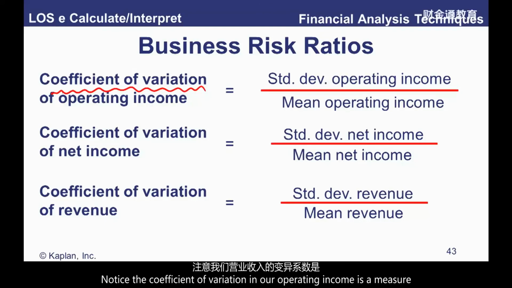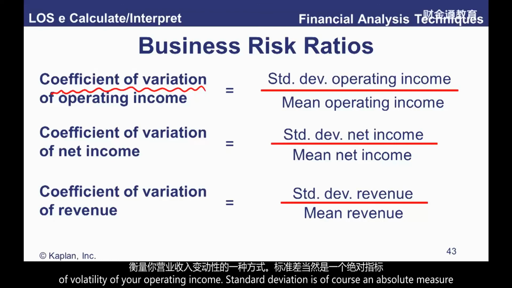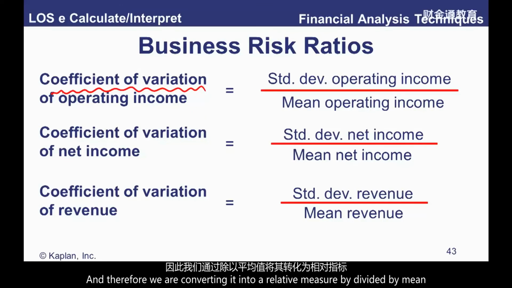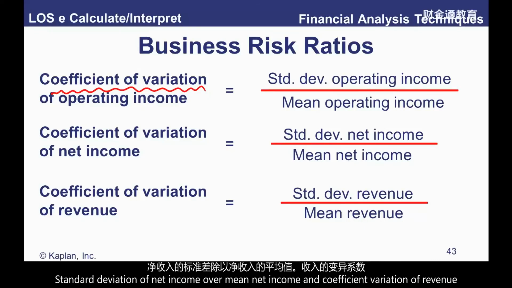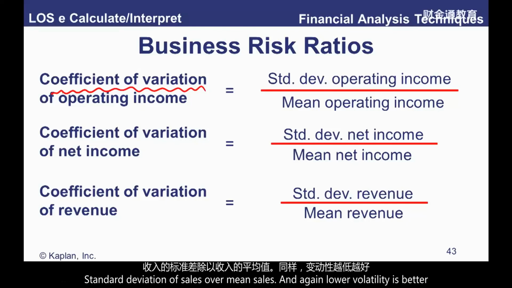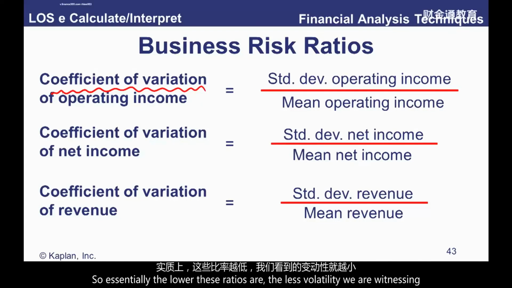Notice the coefficient of variation in our operating income is a measure of volatility of your operating income. Standard deviation, of course, is an absolute measure, and therefore we're converting it into a relative measure by dividing through by mean. So standard deviation of EBIT over mean EBIT, coefficient of variation of net income, standard deviation of net income over mean net income, and coefficient of variation of revenue, standard deviation of sales over mean sales. And again, lower volatility is better, so essentially the lower these ratios are, the less volatility we're witnessing.